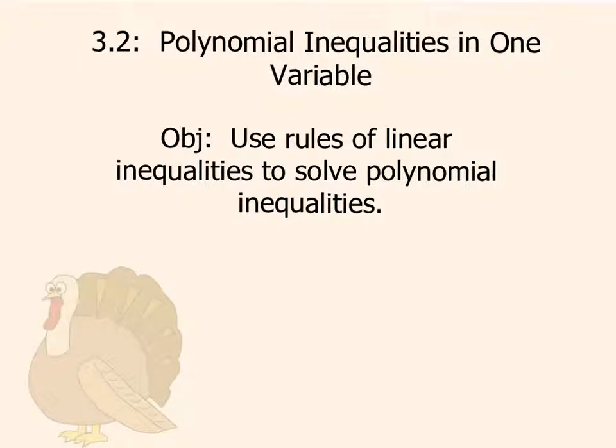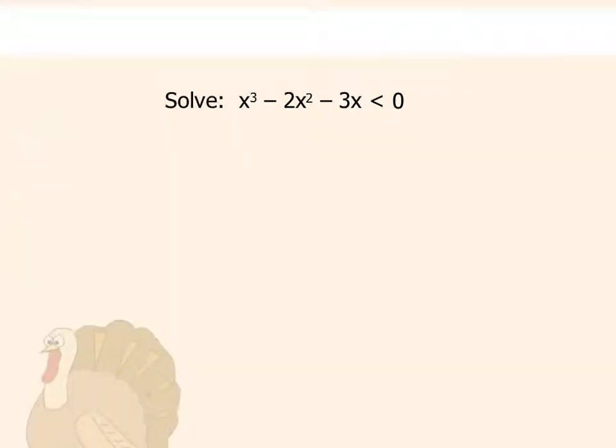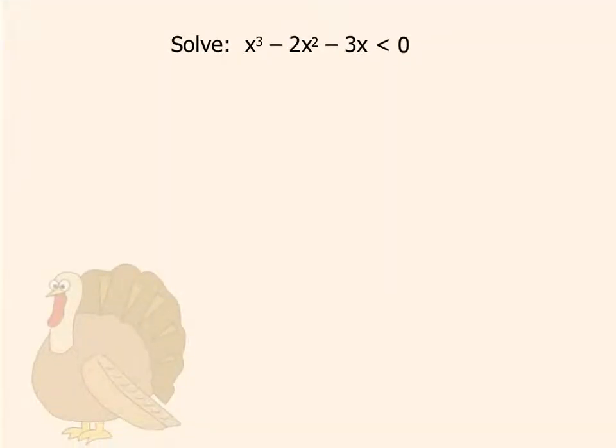All right, 3.2, we're still solving inequalities, but now we're going to do it with polynomials. Here's our first example. This is the kind of problem we're looking at, where we're going to solve a cubic polynomial. We want to find when it's less than 0.